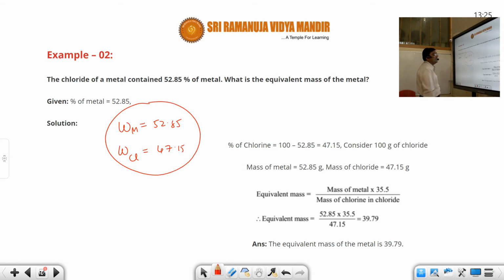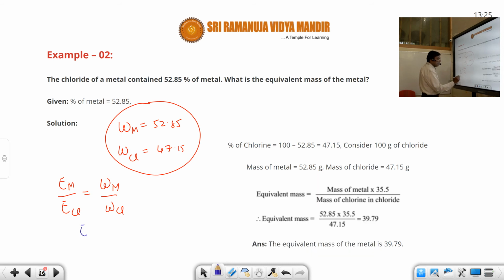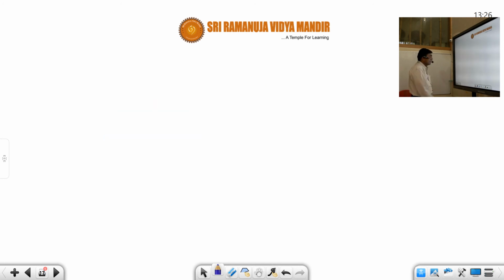Now you got both. It's very easy now to solve. Equivalent weight of metal by equivalent weight of chlorine is equal to weight of the metal by weight of chlorine. So substitute the values. Everything is here. Equivalent weight of the metal you have to find, by 35.5, is equal to weight of the metal 52.85 by chlorine 47.15. So equivalent mass comes out to be 39.79. I hope you are very clear about how to solve using the chloride formation method.